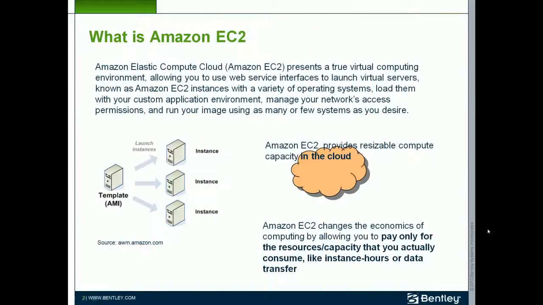What is Amazon EC2? Amazon Elastic Compute Cloud, or Amazon EC2, presents a true virtual computing environment allowing you to use web service interfaces to launch virtual servers known as Amazon EC2 instances with a variety of operating systems. Load them with your custom application environment, manage your network's access permissions, and run your image using as many or few systems as you desire. Amazon EC2 provides resizable compute capacity in the cloud.